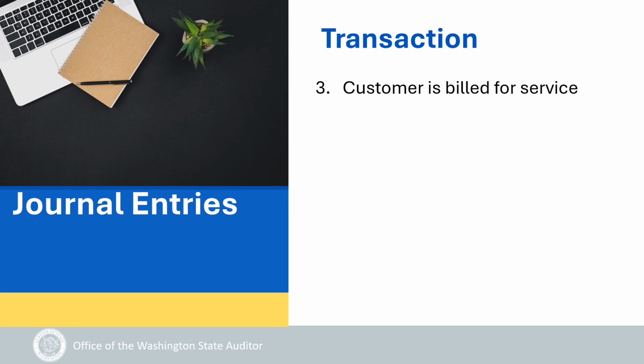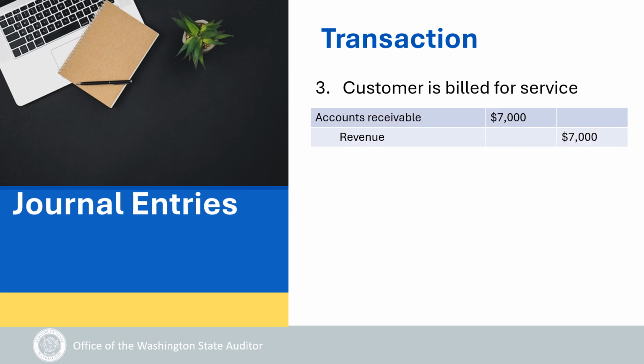We can't debit cash like we did in our very first journal entry because the customer didn't pay us. This time, we just sent them a bill. That means the customer owes us payment. When someone else owes us, that's an asset, accounts receivable. To increase an asset, we need to debit it. Our journal entry is a debit to accounts receivable and a credit to revenue.